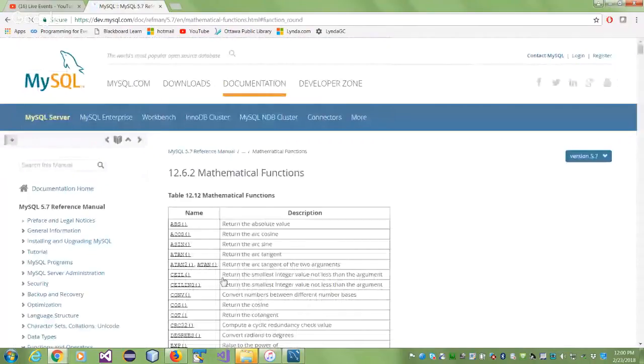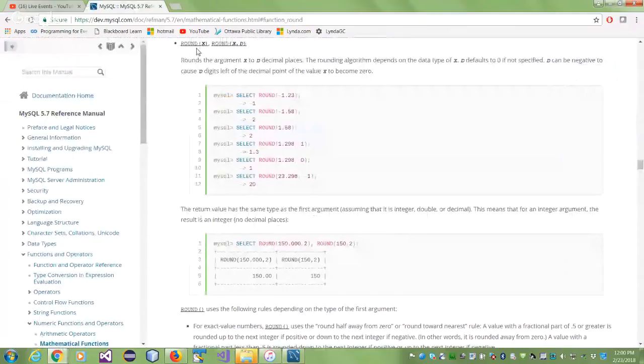Let's see what it does. There it is, round. It rounds it. Oh, you can also, there it is, round X D. It comes in two versions. You can just say round, and you can say round X to D decimal places. The rounding algorithm depends on the data type of X. D defaults to 0 if not specified. D can be negative to cause D digits left of the decimal point to become 0.